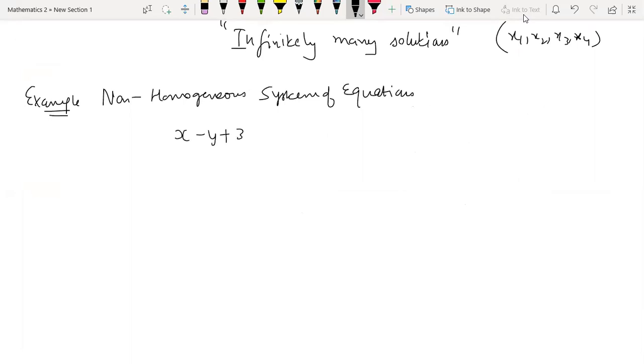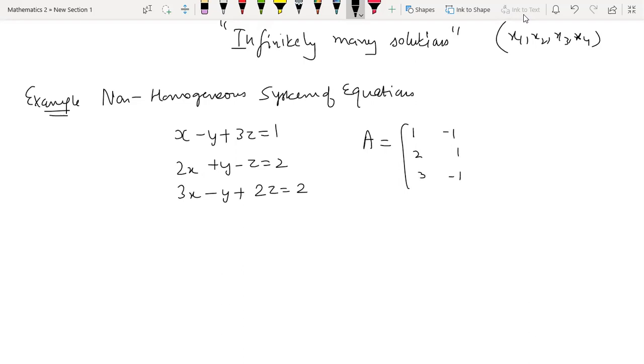x minus y plus 3z is 1. 2x plus y minus z is 2. 3x minus y plus 2z is 2. So you are given this. You can be directly given the coefficient matrix and the right hand side vector, but here it is given as a system of linear equations. So our coefficient matrix A is going to be 1, 2, 3, minus 1, 1, minus 1, 3, minus 1, 2, and the right hand side is going to be 1, 2, 2. So this is A, this is B.